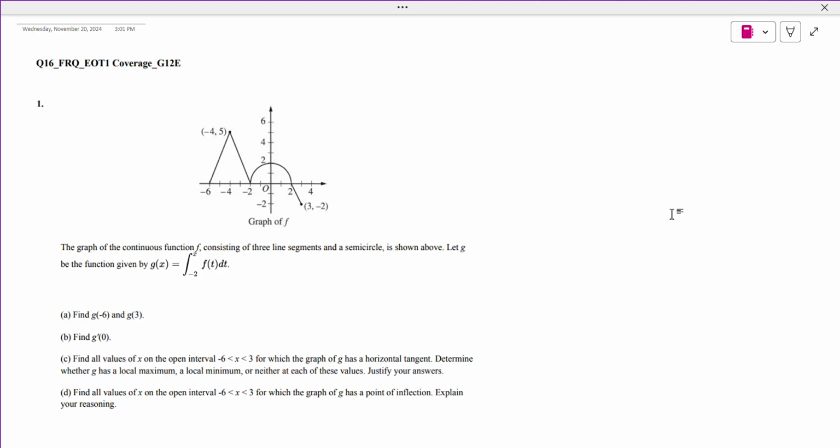The first question: we are given 3 line segments and a semicircle for the graph of f, and we are also given g of x, which is defined as the definite integral from -2 to x of f of t dt. There are 4 parts to answer. The first part is find g of -6 and g of 3.